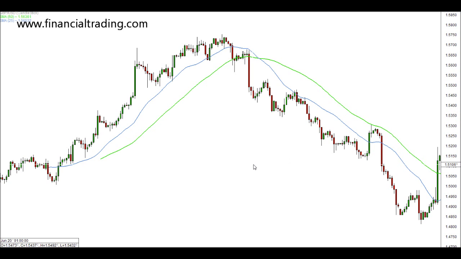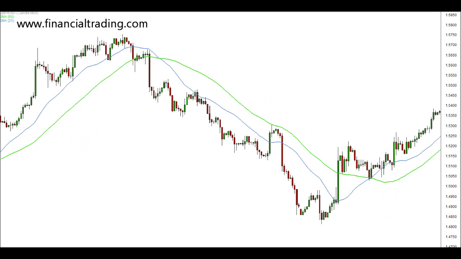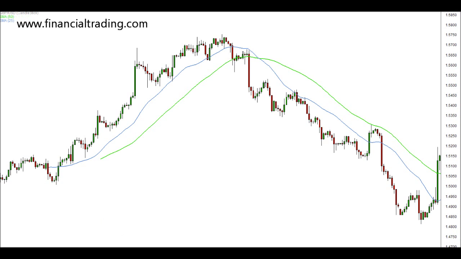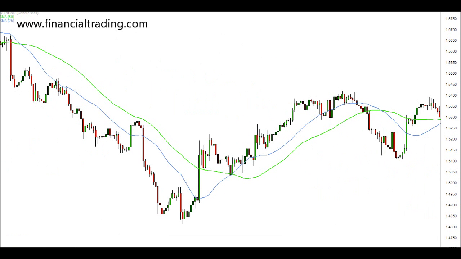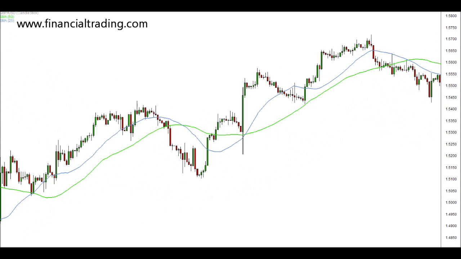As in all the videos, I've used the same chart, the pound against the dollar. This is a 4-hourly chart, and we've looked at May, June, July of 2013 to date.